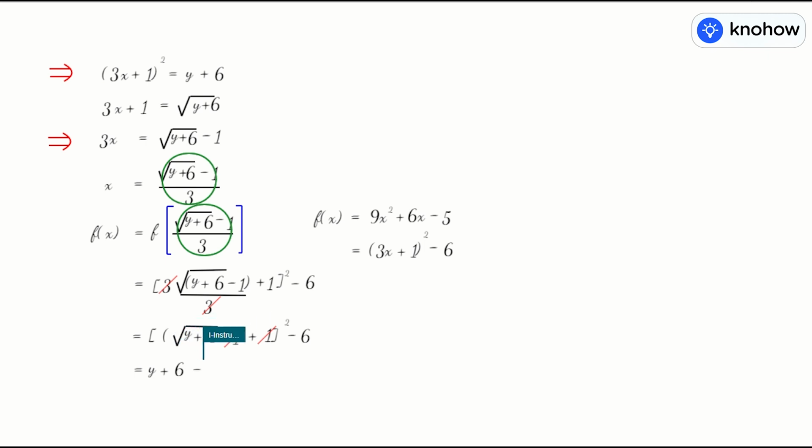So what do you confirm? That to each value of y in the range of f, we can get a value of x equal to how much? We get x is equal to (under root y plus 6 minus 1) divided by 3, such that f(x) is equal to y. So we can say that yes, f is onto. So finally f is 1-1 and onto. So we conclude that f is an invertible function.